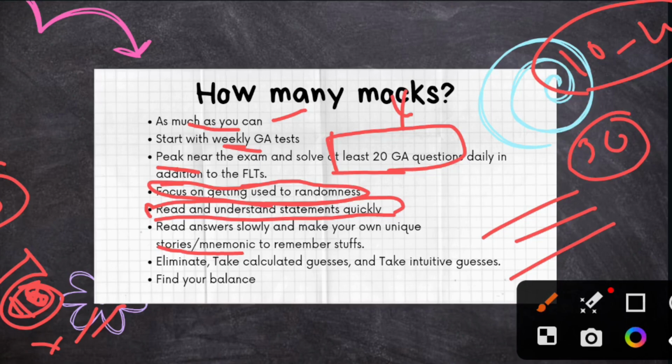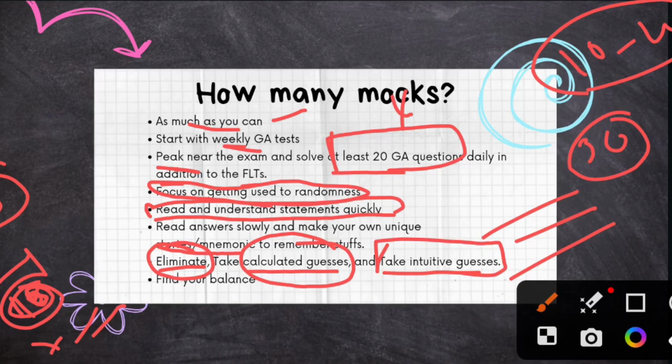Then you will have to make stories and mnemonics to increase your retention. So if you see some themes of G20 last year, many themes were there in the news. So I also made so many stories and mnemonics to remember the location of G20 summits. So that thing you need to do on your own.